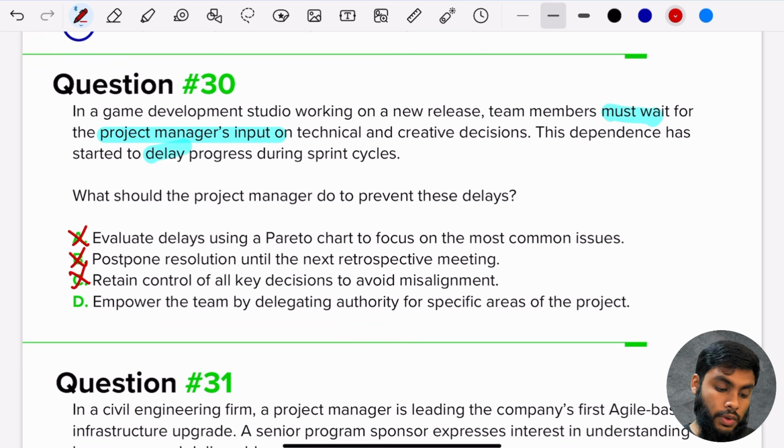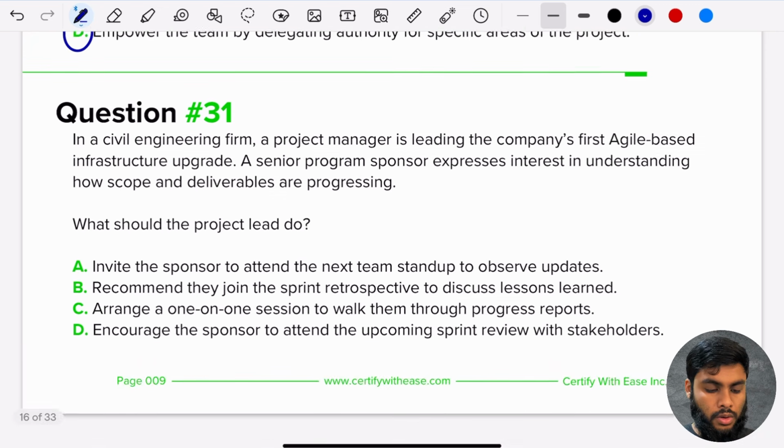D, empower. Oh, there we go. We got the word empower. The team by delegating authority for specific areas of the project. Yes. If your team members are capable, especially if it's derailing the project because the PM can't keep up, give them authority. Give them authority. This is servant leadership. Awesome.